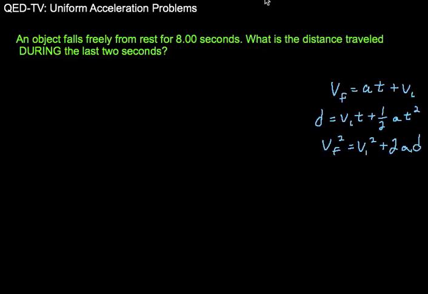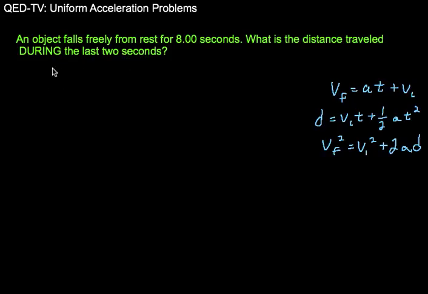We're going to do 5 problems here that are uniform acceleration problems for us to practice, so hopefully this will help you out. Our first problem says an object falls freely from rest for 8 seconds. What is the distance traveled during the last 2 seconds?